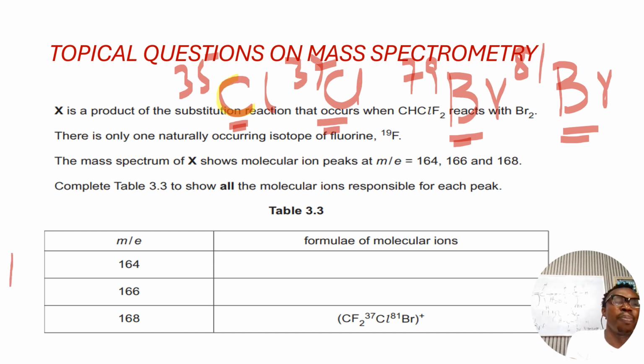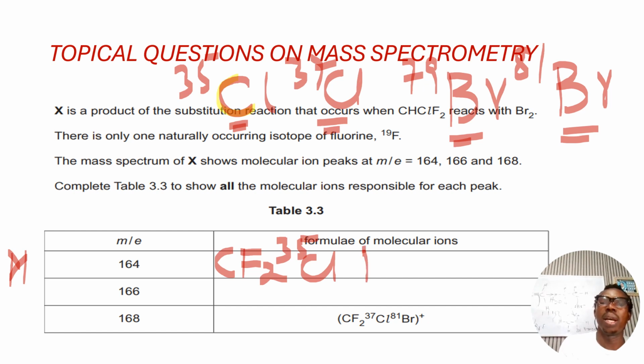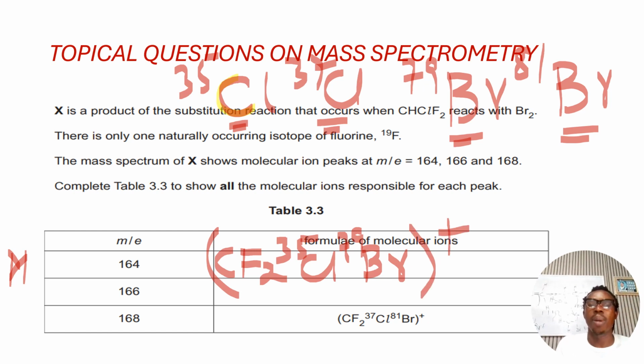Now this is the molecular ion peak, and you have the compound CHClF2. So the formula of the molecular ion will be CF2, chlorine 35, then bromine 79, plus, since it has to do with ions, we'll be given 168. Then for the next one, 166, with the molecular ion with mass to charge ratio 166, that is the molecular ion plus 2.